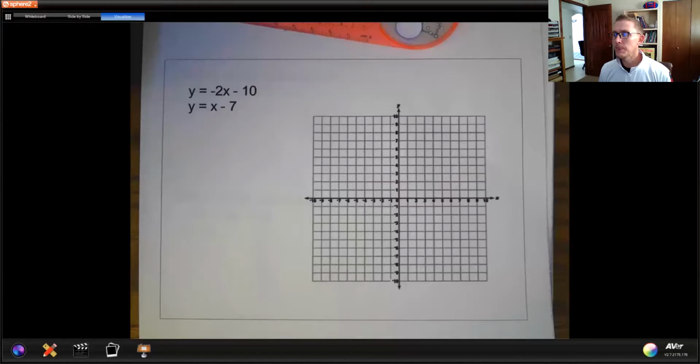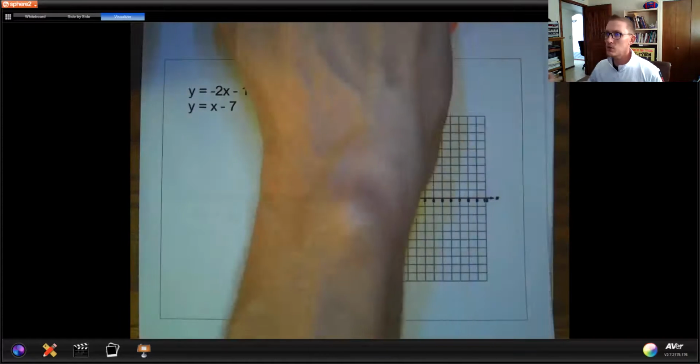Before we do that, I want to just review briefly graphing a system. And then we're going to come back to these two equations later on. So if we share screen here, you're going to see right now on the screen two equations, y equals negative 2x minus 10 and y equals x minus 7. Now, both of these are already in mx plus b form, so they should be relatively straightforward to graph and find the solution. So let's go ahead and graph these two equations.